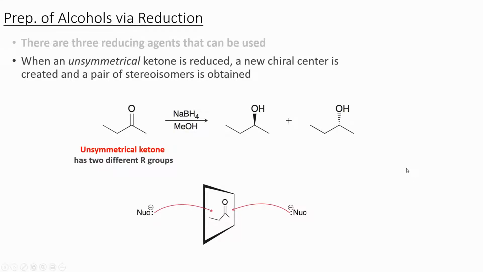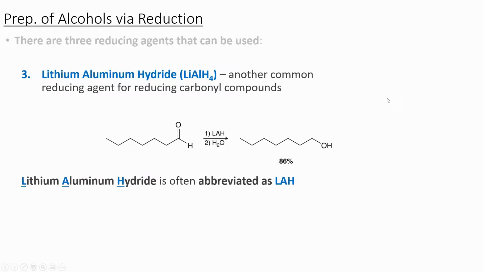In the case of an unsymmetrical ketone, if we do this reduction, we're going to now form a stereocenter. We go from an sp2 carbon to an sp3 carbon, and this sp3 carbon has 4 different substituents attached, so that's going to be a new stereocenter. And so, depending on which side the nucleophile or the hydride attacks, we will obtain the 2 enantiomers of the product.